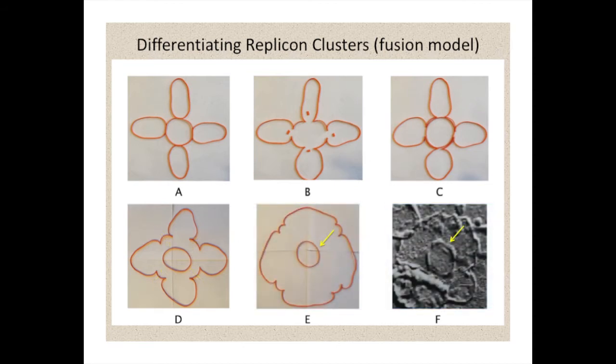In E, as we open up the outer circle even more, notice the remarkable similarity between the inner circle and the one in the electron micrograph in F. A similar comparison can be made between the outer replicon shown in E and what you see in the electron micrograph in F.